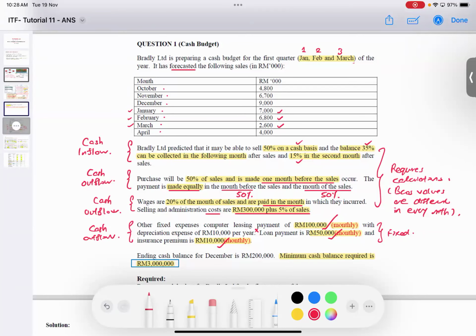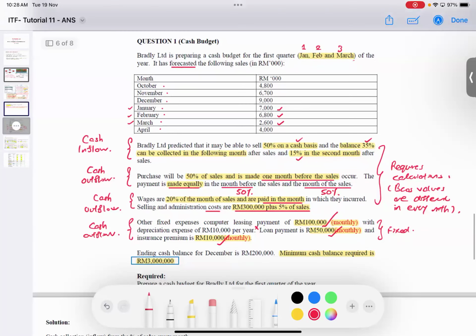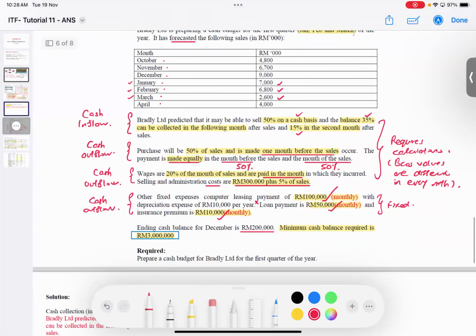Okay, now then after that, ending cash balance for December is 200,000. This is your ending cash balance for December, which is opening balance. That means this will be your opening balance in January. Okay, minimum cash balance required is 3 million. So mean to say, if the business runs out of cash less than 3 million, then they will have to borrow money. Okay, they will have to borrow money. So therefore, this is the minimum cash balance required.